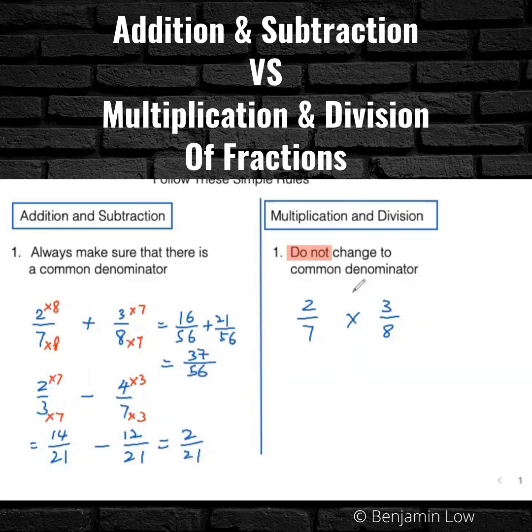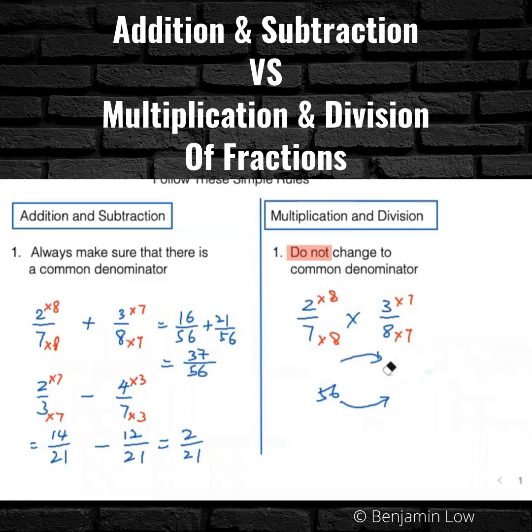Now, we do not want to change to a common denominator for multiplication and division, because if you were to do that, and this is the wrong working, do not do this, you are going to get a number that would be much bigger. And I used the same numbers for both questions for comparison. Then you will have to take 16 times 21 and 56 times 56, after which you will get a very big number, which you will need to simplify. And all this is unnecessary.